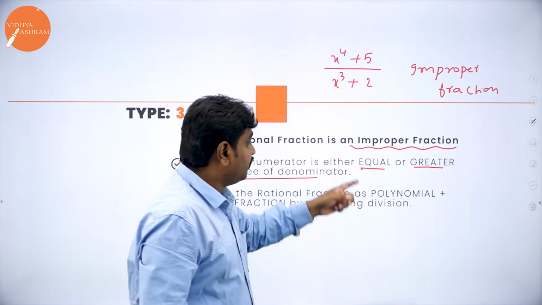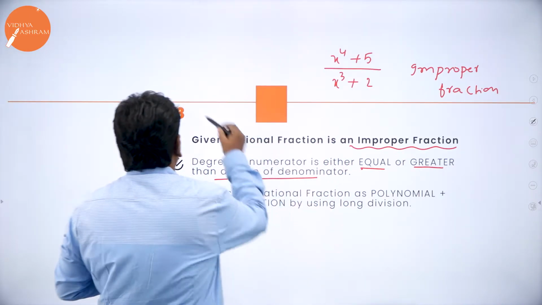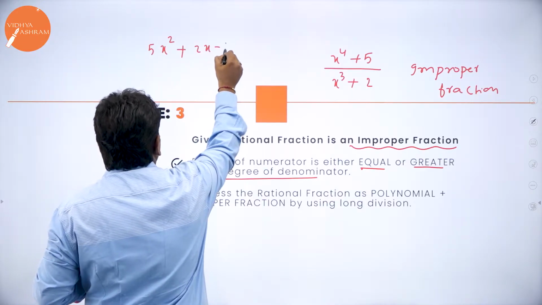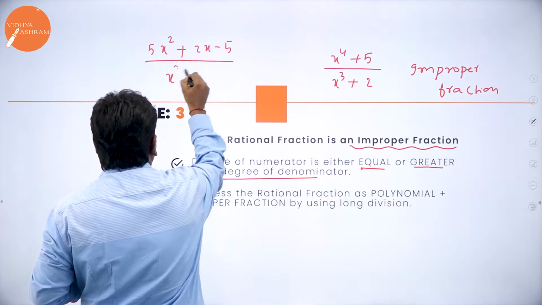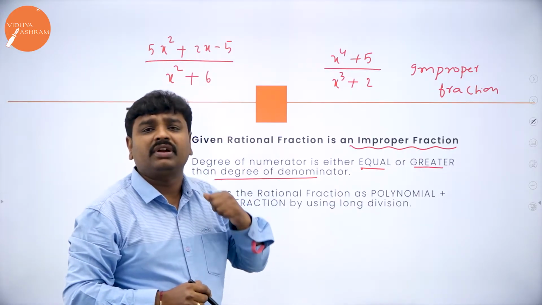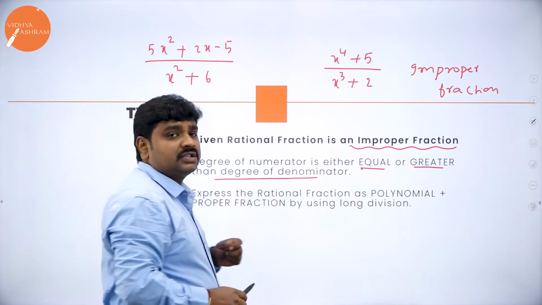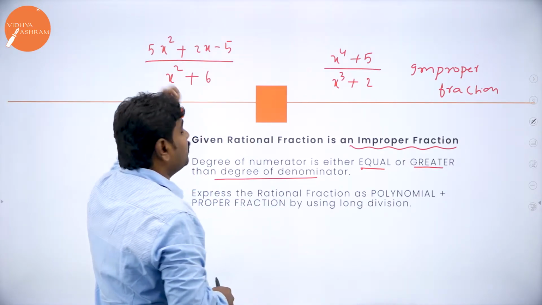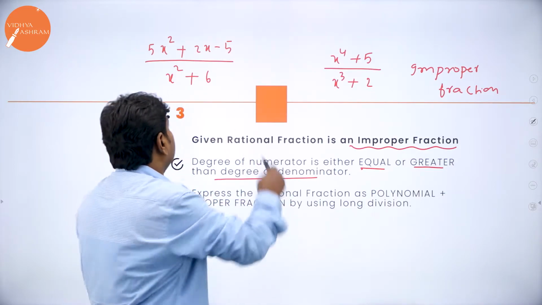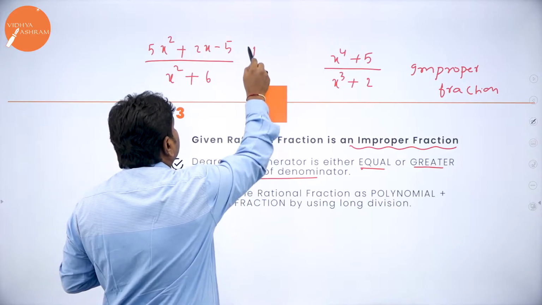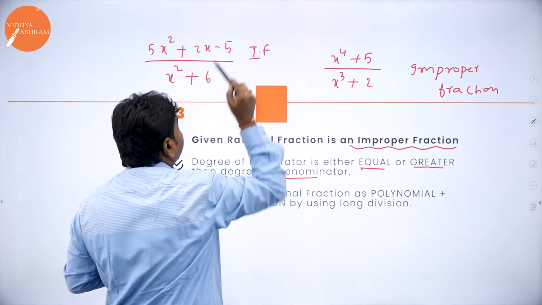Not only that, if the degree of numerator is equal, for example, if I have 5x square plus 2x minus 5 divided by x square plus 6. What is the degree of numerator here? 2. Similarly, what is the degree of denominator? 2. Both are having same degree. Degree means highest power of the polynomial. Here degree is 2, here also degree is 2. So degrees are equal. Again, this is also an improper fraction.